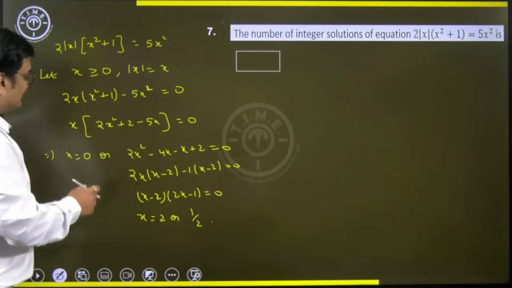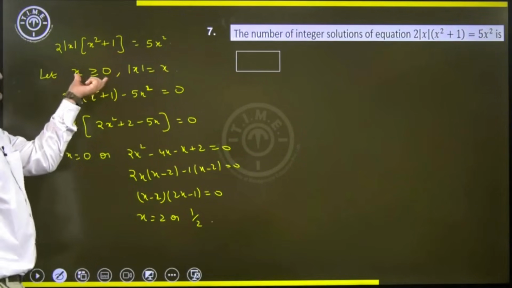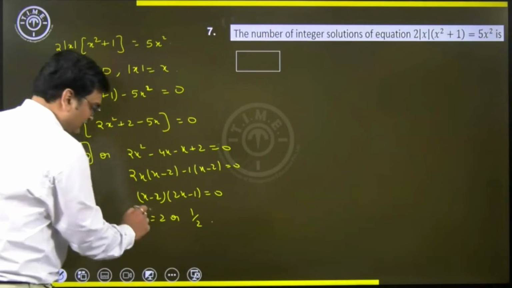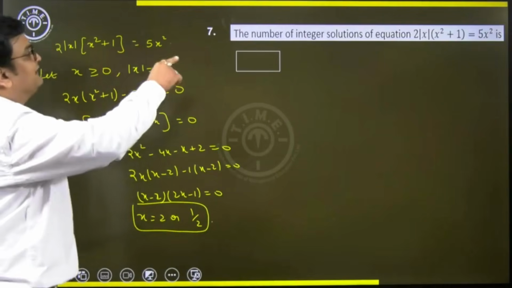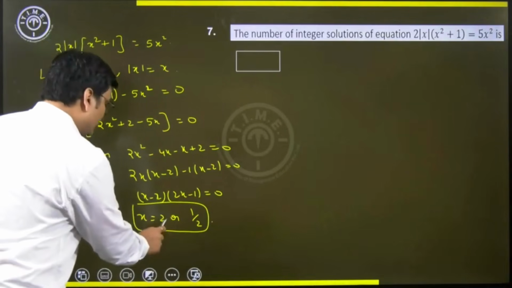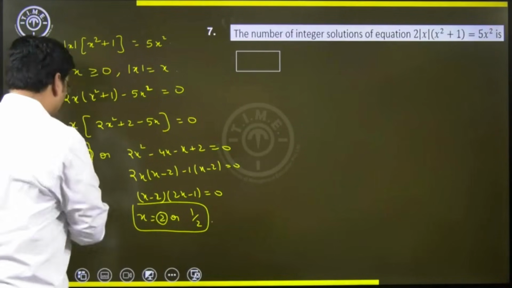So, we have 3 and all these 3 belong to this interval x greater than or equal to 0. So, they are valid solutions. So, we have 3 solutions as of now. He is asking us the number of integer solutions, so not all the 3 will be taken, we will only take this and this because we want integer solutions.